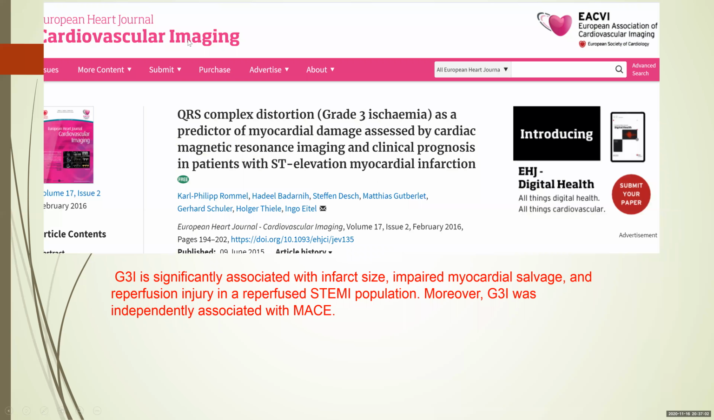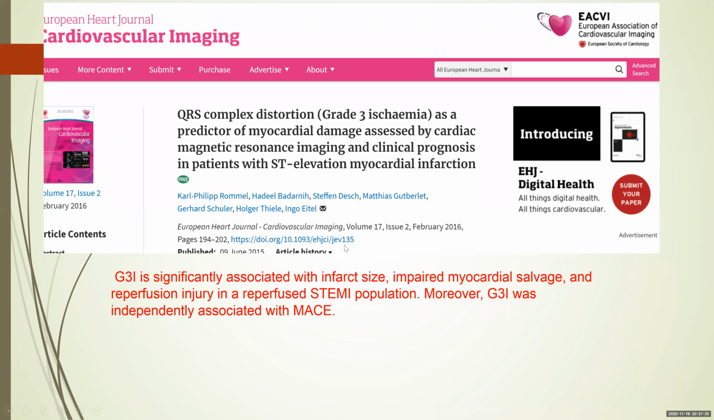This is a study which came in the European Heart Journal. Grade 3 ischemia is significantly associated with a larger infarct size and impaired myocardial salvage. That is, it responds poorer to primary PCI or thrombolytics. And if you are able to establish flow, there is a significant reperfusion injury. So it is independently associated with major adverse cardiac outcomes. So grade 3 ischemia is bad.